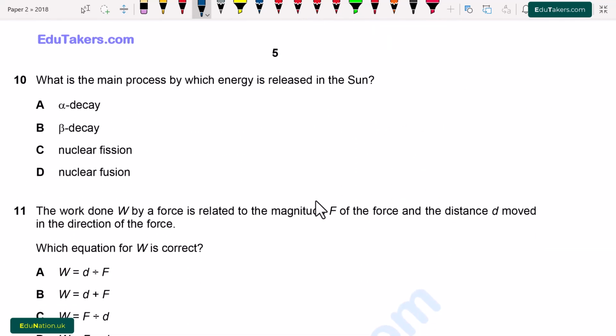Question number 10. What is the main process by which energy is released in the sun? Option A alpha decay, B beta decay, C nuclear fission, D nuclear fusion. So this is basically the nuclear fusion that takes place in the sun. As a result, energy is released from the sun.